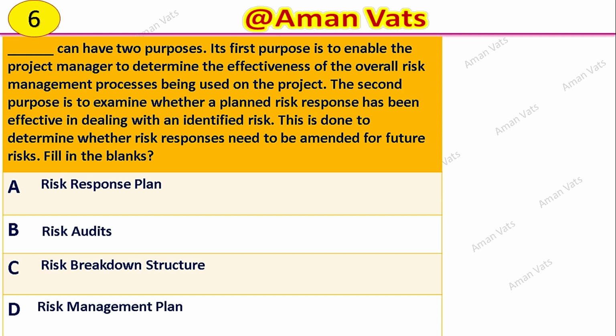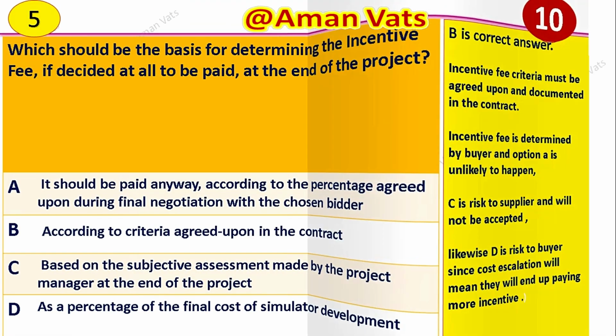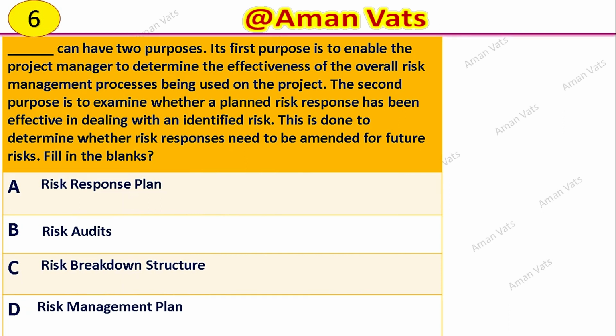Number 6. Dash can have two purposes. Its first purpose is to enable the project manager to determine the effectiveness of the overall risk management process being used on the project. The second purpose is to examine whether a planned risk response has been effective in dealing with an identified risk. This is done to determine whether risk responses need to be amended for future risk. And here you need to fill in the blanks, okay?